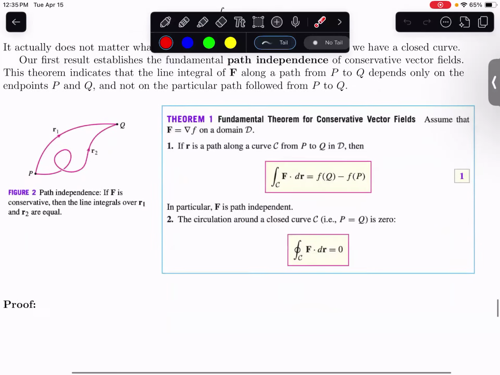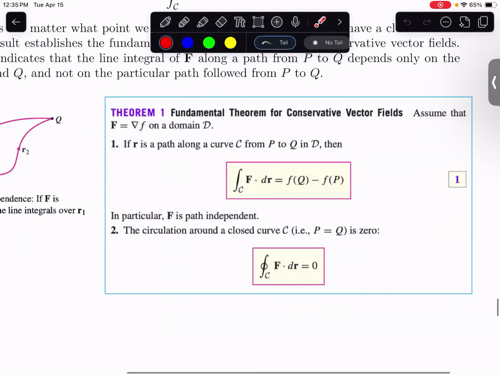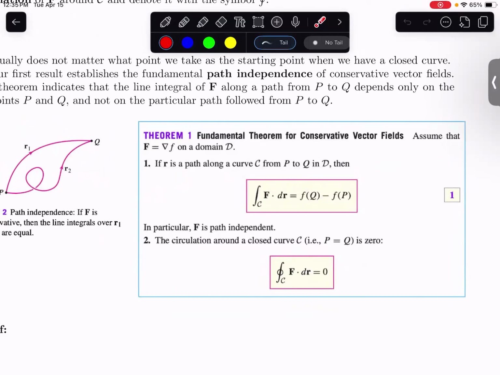And I pretty much already said everything I want to say about it before even formally writing out the theorem. But let's formally read out the theorem. This is a fundamental theorem for conservative vector fields. The big part is part 1. The second part is just a direct corollary of the first part.